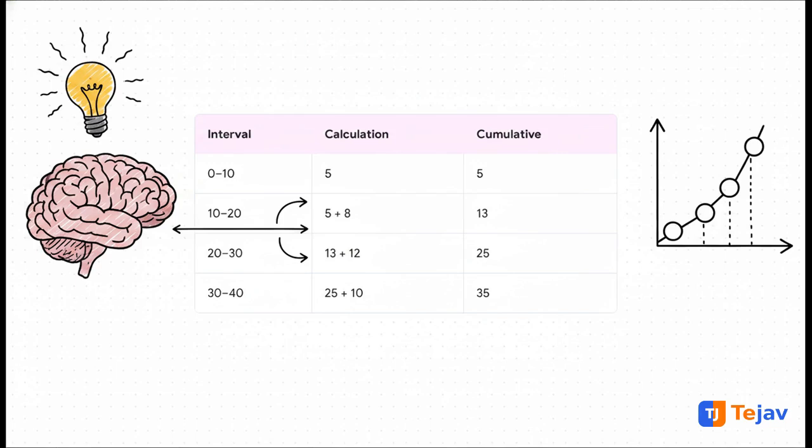Now here is the real aha moment, where we build that running total step by step to generate our graph's coordinates. For that first class, we just keep the 5. But for the next one, we take that 5 and add the new 8 to get 13. Then we add 13 and 12, getting 25. Finally, 25 plus 10 brings us to 35. Those final numbers on the far right, that is your cumulative frequency, and that's exactly what we're going to plot.